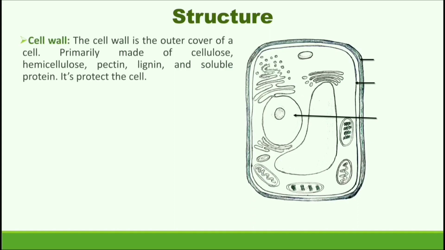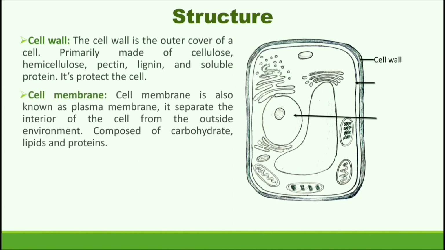First one is the cell wall. You can see in the picture, this is the cell wall. It is the outer cover of the cell and it is made of cellulose, hemicellulose, pectin, lignin and soluble proteins. And what is its function? Mainly it protects the cell from the outer environment. It provides structural strength and support to the cell. And it also provides a barrier to protect against pathogens.